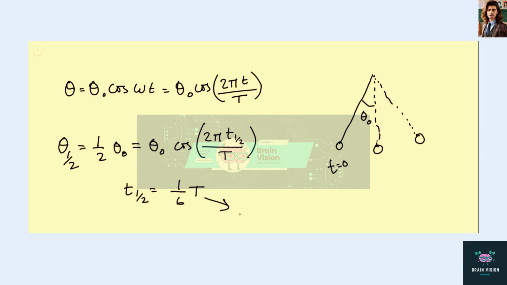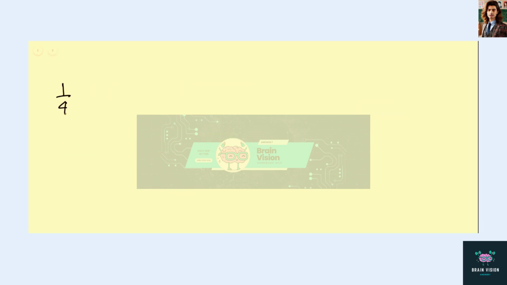plus 10 degree to plus 5 degree. And also it takes 1/4 of the time period for the position to change from plus 10 degree to 0 degree. So that means it takes 1/4 T minus 1/6 of T, which is equal to 1/12 of T, to change the position from plus 5 degree to 0 degree.